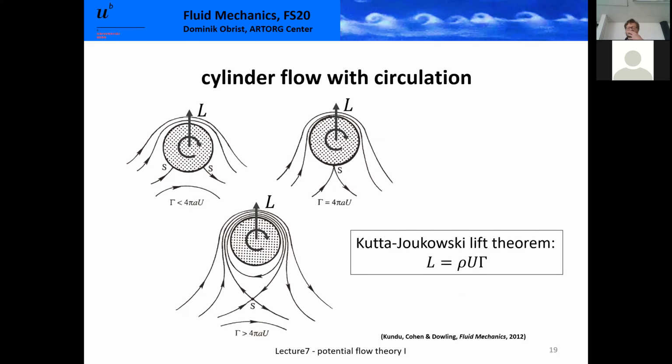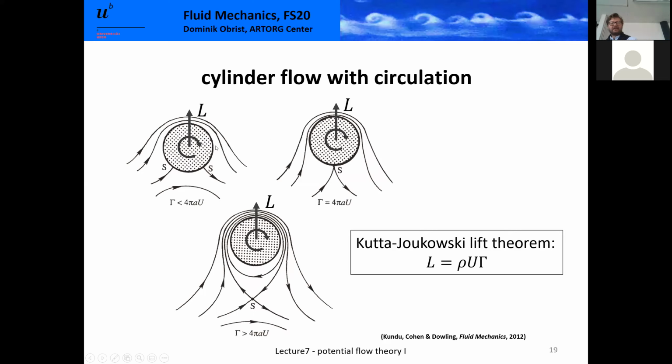That is actually modeling a cylinder which is rotating, right, as it's shown here. And depending on the strength of the vortex, we can increase the rotation or we can decrease the speed of rotation of the cylinder. And maybe some of you have heard about this effect. It's called the Magnus effect. It says that a rotating cylinder will generate lift.